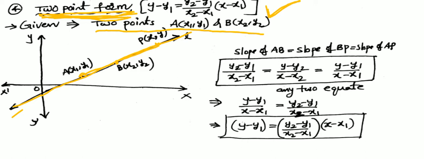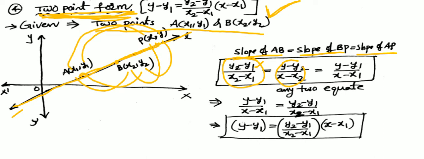Then slopes are equal. Slope of AB is equal to slope of BP is equal to slope of AP. Apply the formula for finding slope. First I am finding the slope of AB: (y2 minus y1) by (x2 minus x1), here I wrote. Slope of BP now: (y minus y2) by (x minus x2). Slope of AP now: (y minus y1) by (x minus x1). So all three are equal here. Whenever three are equal, we can equate any two.